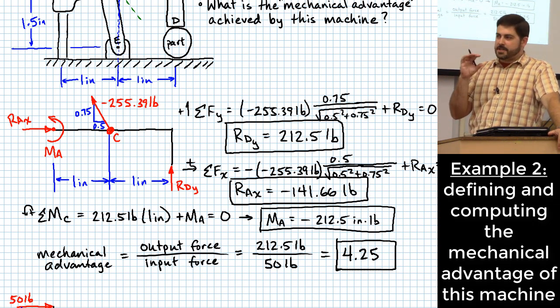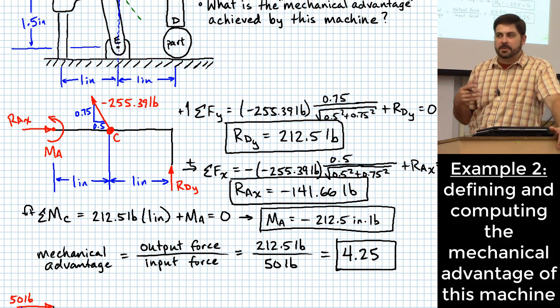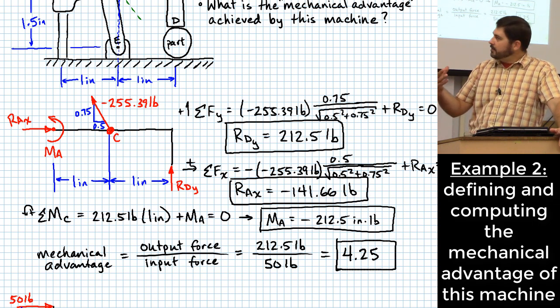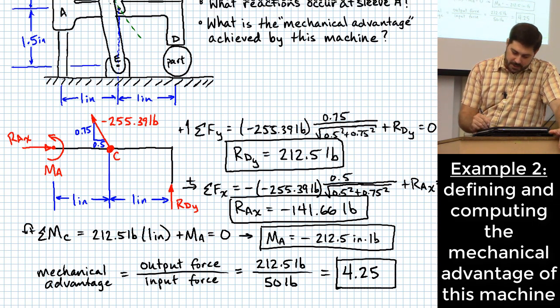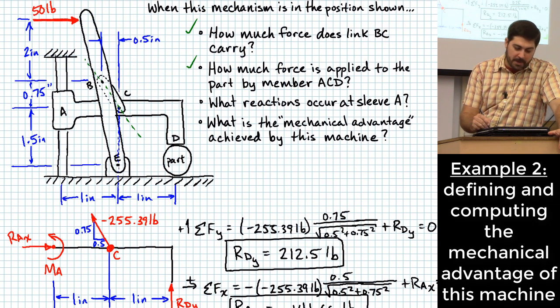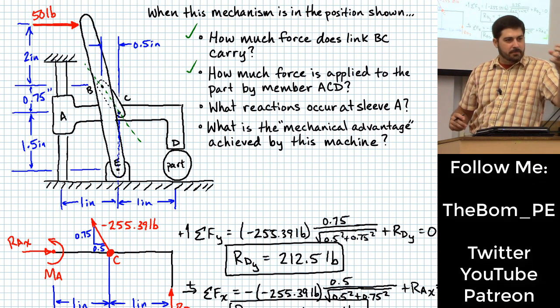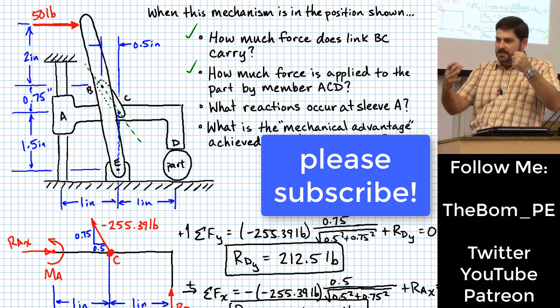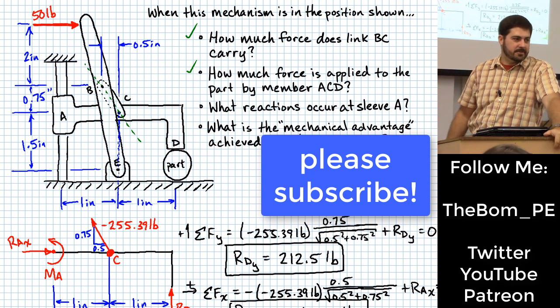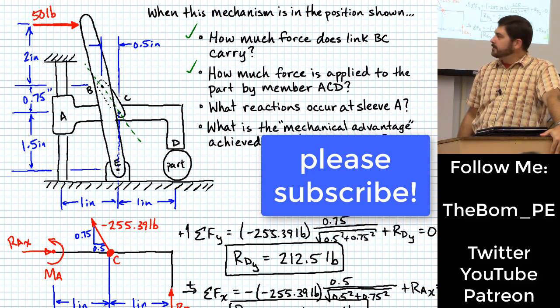Yeah, the question is, how did I know what my output force was? Did I choose RDY as my output force just because of the context of the problem? And the answer is basically yes. I know enough about what this thing is supposed to be doing that it is almost intuitively what the output force must be, because it's where this force is, the effect is felt at that location. So yeah, that's fair enough to say it that way.